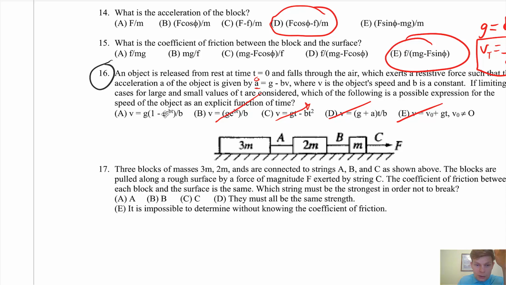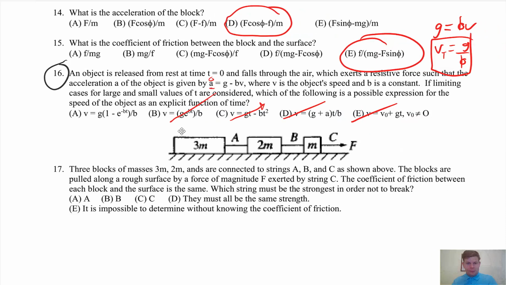If the number is greater than 1, anything to the power of negative infinity will be 0, because you basically got 1 over that thing that is greater than 1 to the power of infinity. That's going to get bigger and bigger and bigger and go to infinity. 1 over infinity is 0. So you got 1 minus 0 then, which is just 1. 1 times g over b. So it works for the final boundary condition.